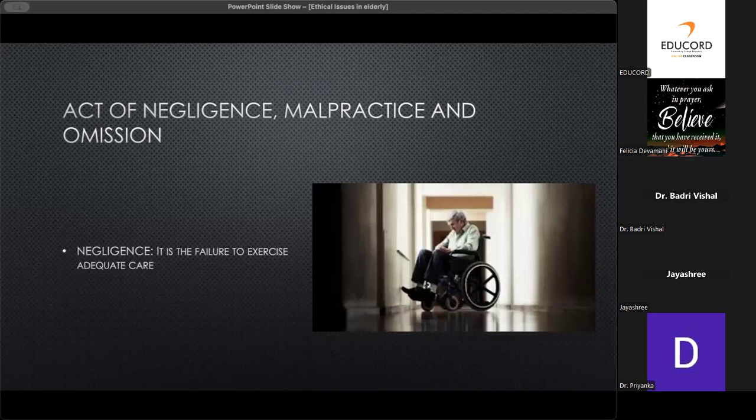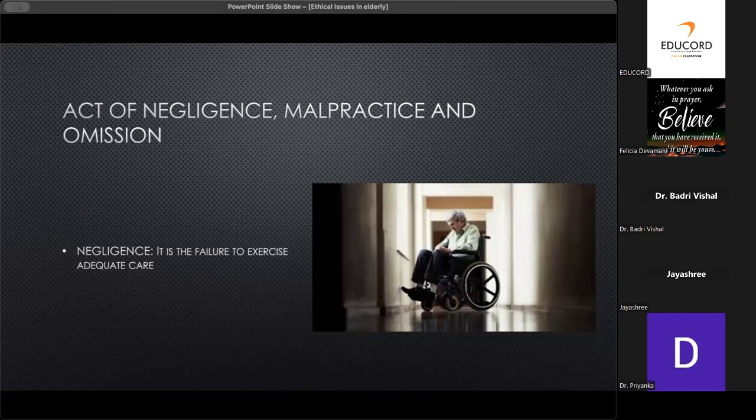Okay. So if a healthcare worker is not able to completely perform his or her duties and can harm the patient, it is malpractice, and it should always be stopped or checked. So what are the concerns of this malpractice? What all can be done? Okay. So what are the areas?